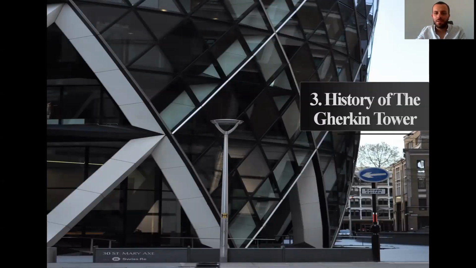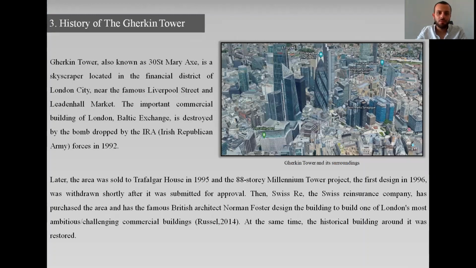3. History of the Gherkin Tower. Gherkin Tower, also known as 30 St Mary Axe, is a skyscraper located in the financial district of London City, near the famous Liverpool Street and Liverpool Market. The important conventional building of London, the Baltic Exchange, was destroyed by the bomb dropped by Irish Republican forces in 1992. Then the Swiss Re company purchased the area and had the famous British architect Norman Foster design the building to be one of London's most ambitious commercial buildings. At the same time, the historical buildings around it were restored.